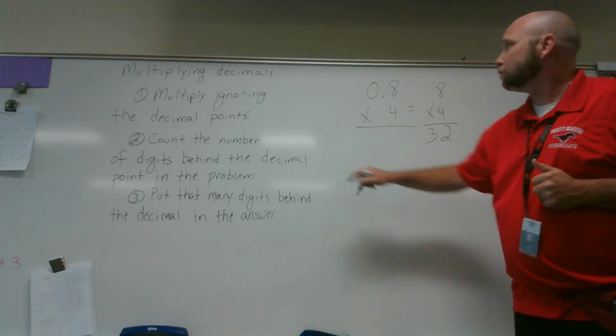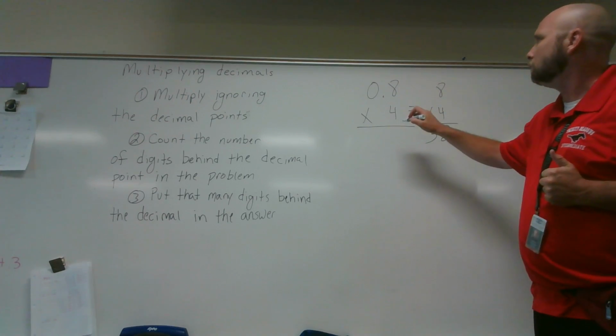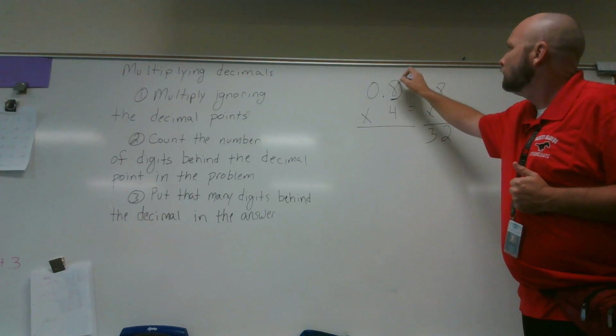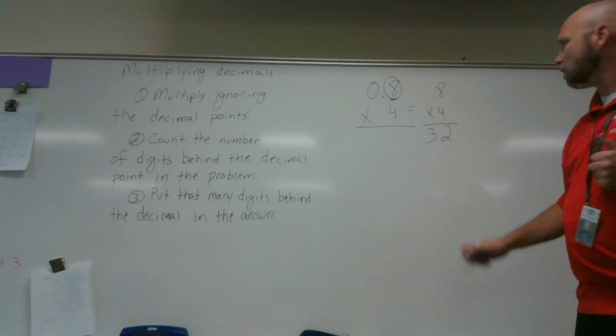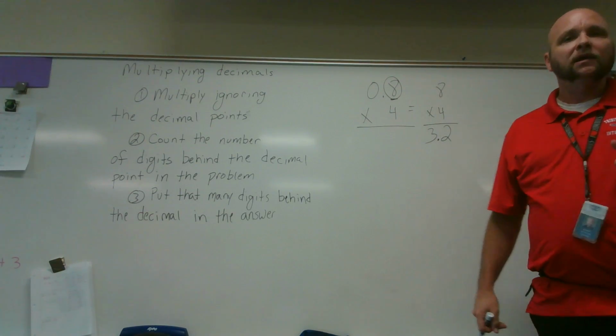Now, step 2 says count the number of digits behind the decimal point in the problem. There is only one number behind the decimal point in the problem. That means there has to be one number behind the decimal point in the answer.